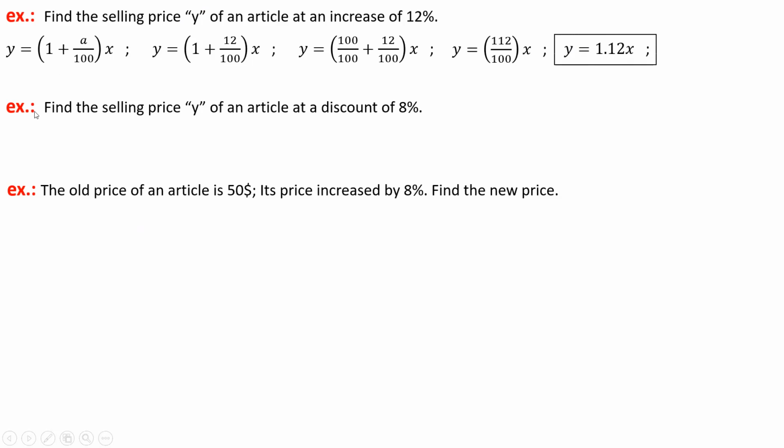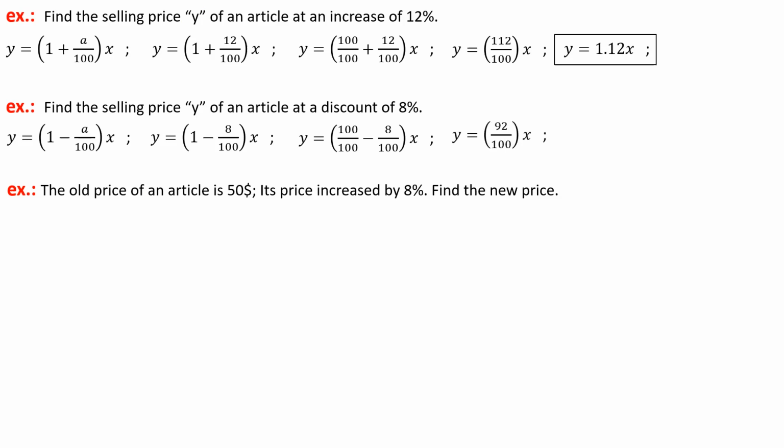Another example, find the selling price Y of an article at a discount of 8%. Since I have a discount, I use the rule of minus. So I replace A by 8. 1, I make it 100 over 100. So 100 minus 8 is 92 over 100. Now I divide on my calculator 92 over 100. It's equal to 0.92x.